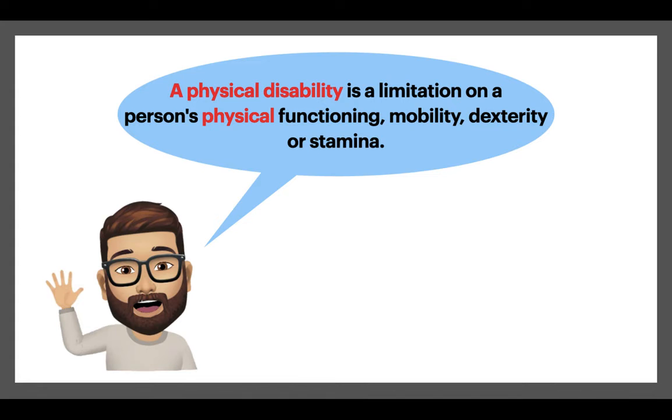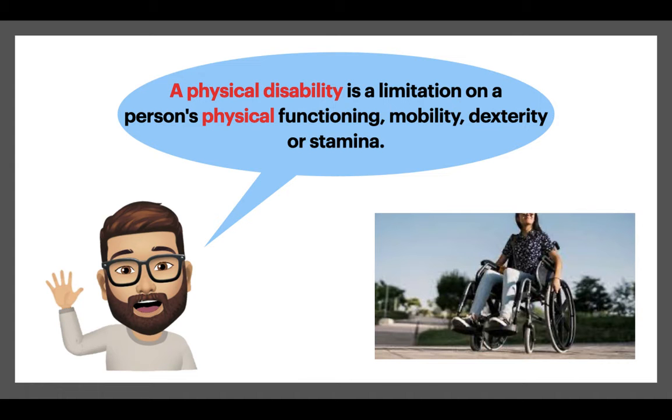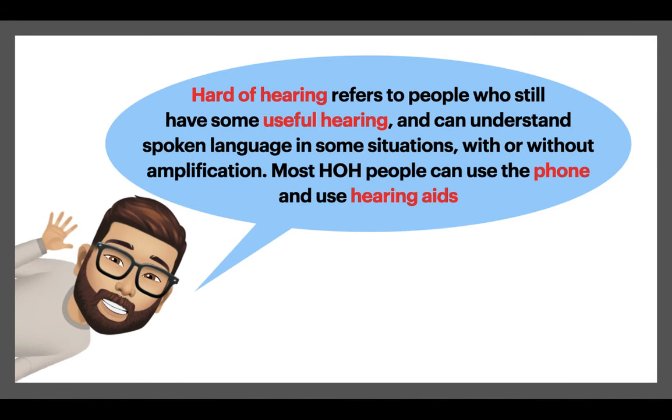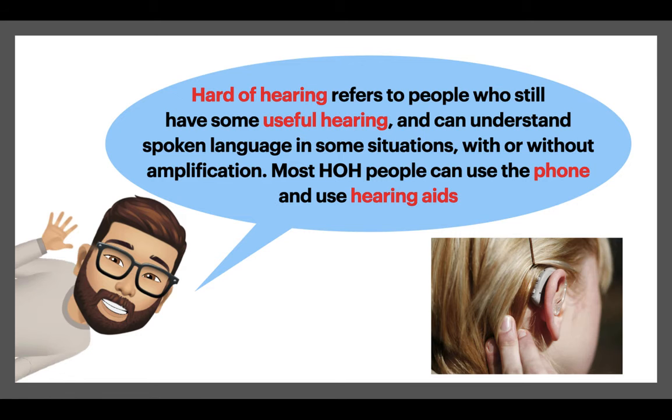A physical disability is a limitation on a person's physical functioning, mobility, dexterity, or stamina. Hard of hearing refers to people who still have some useful hearing and can understand spoken language in some situations with or without amplification. Most hard of hearing people can use the phone and use hearing aids.